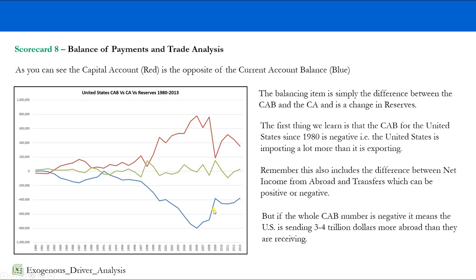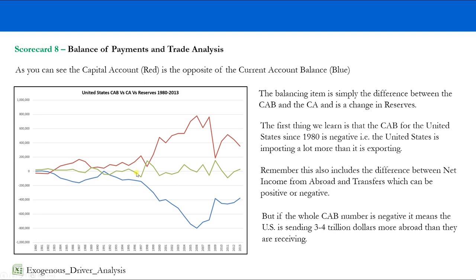What's supposed to happen in the balance of payments in theory is that the current account balance and the capital account net each other off. That's in theory. Now, the balancing item, which is in green, is basically the recorded difference between the capital account and the current account balance. So in theory, they're supposed to net each other off.